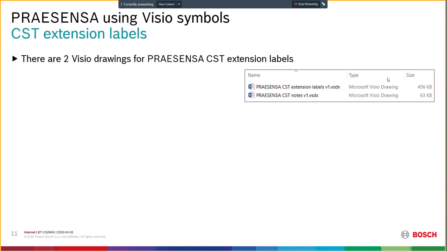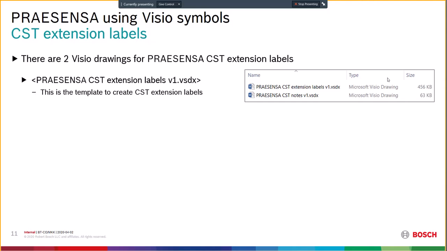We have 2 VISIO drawings for call station labels. The first one is the extension label, that's the actual label drawing. And we have a drawing that's called notes, and here we can make our first notes, what should be on the label. So you print the notes and then you create the labels.